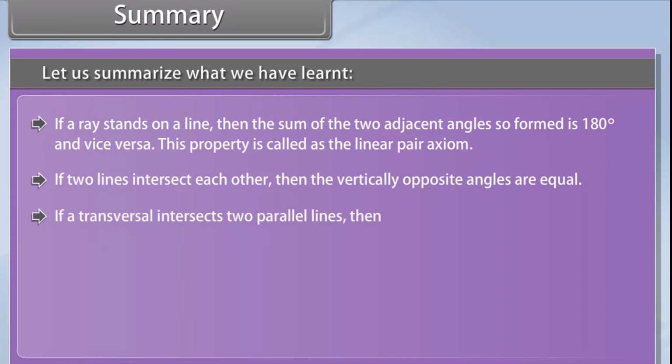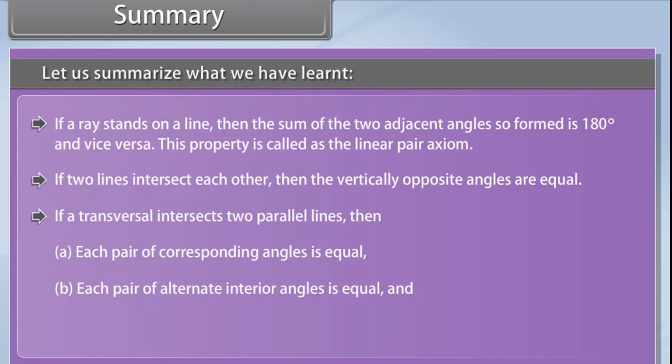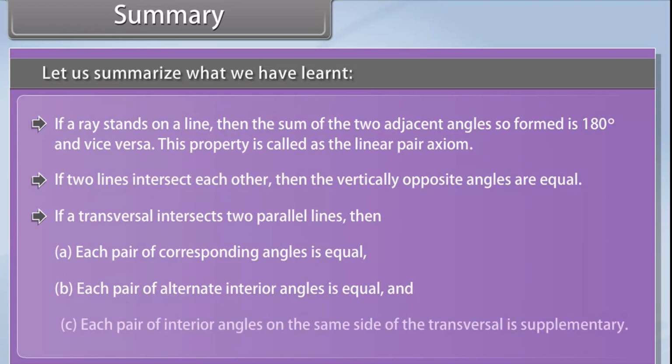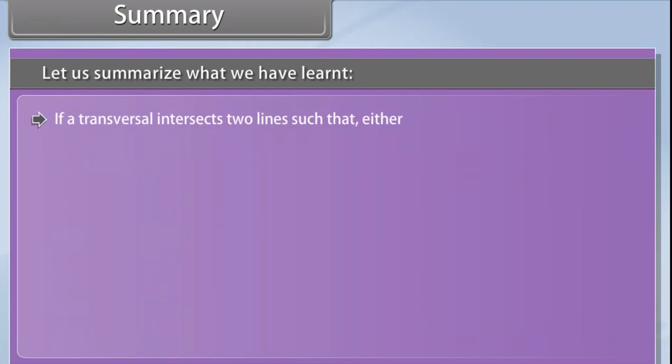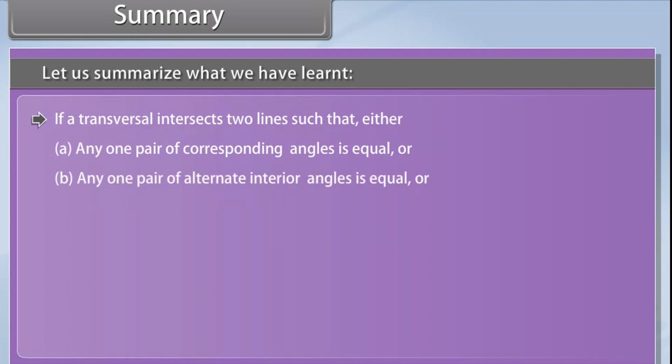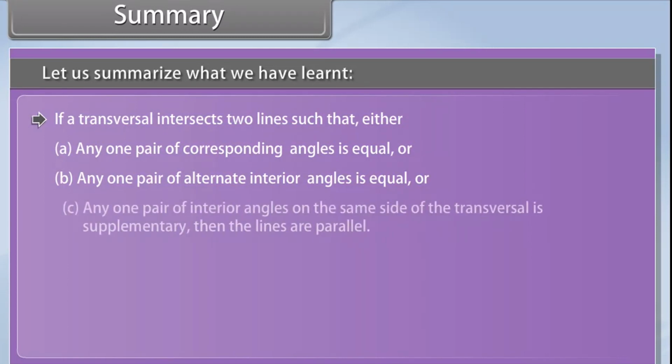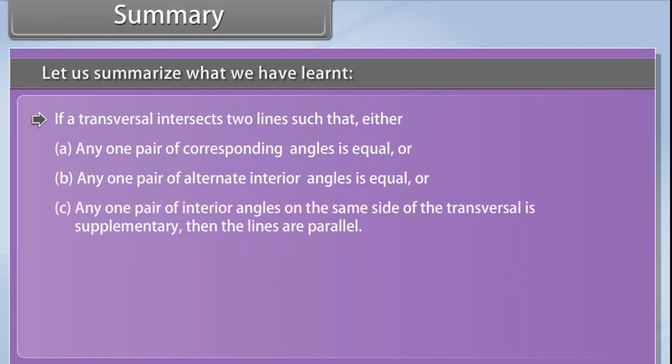If a transversal intersects two parallel lines, then each pair of corresponding angles is equal. Each pair of alternate interior angles is equal, and each pair of interior angles on the same side of the transversal is supplementary. If a transversal intersects two lines such that either any one pair of corresponding angles is equal, or any one pair of alternate interior angles is equal, or any one pair of interior angles on the same side of the transversal is supplementary, then the lines are parallel.